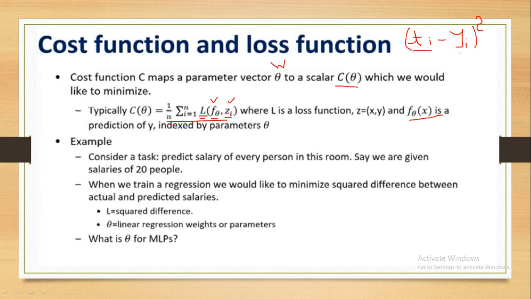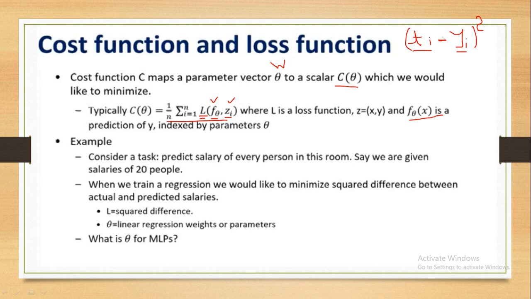So what is ti and what is yi? ti is nothing but a predicted value, and yi is the actual value. Otherwise you can say I wrote the labels the other way round: ti is an actual value and y is a predicted value. That's up to you. You can swap them because it's a square. a minus b whole square is equal to b minus a whole square, so it doesn't matter.